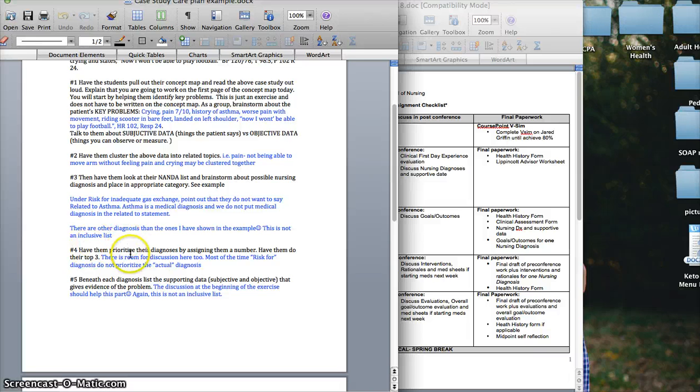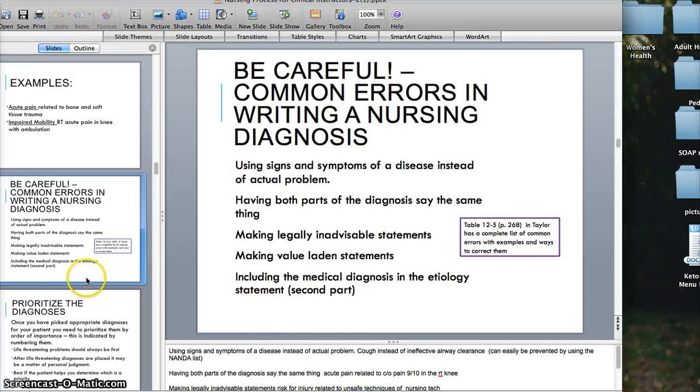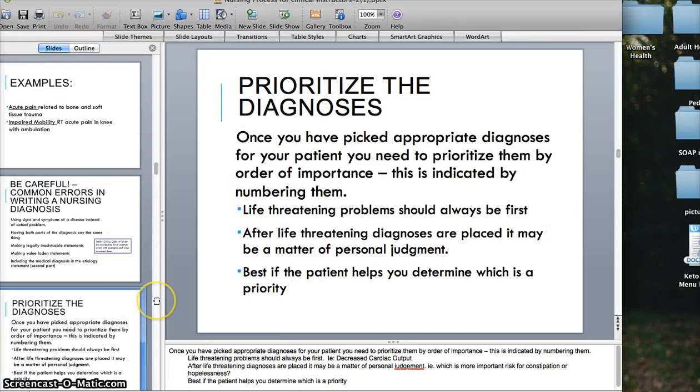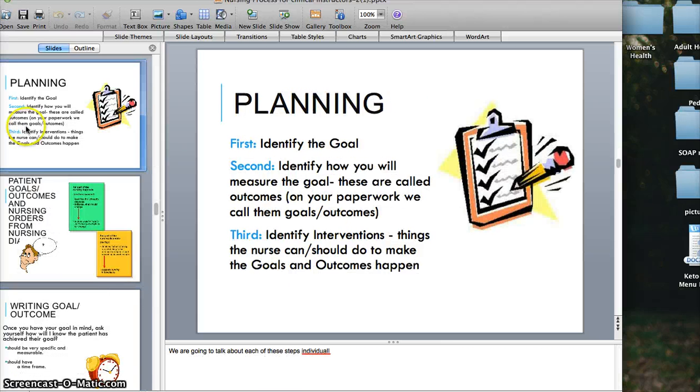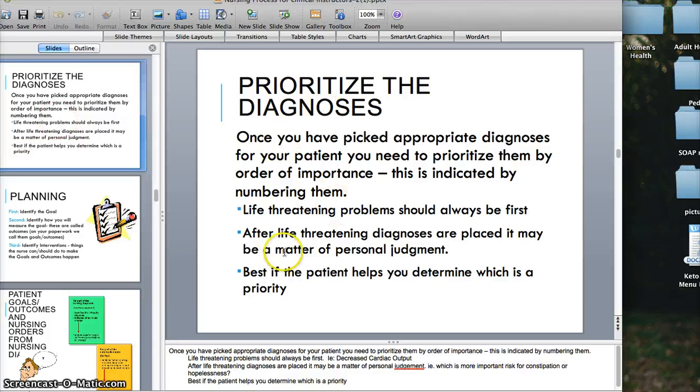Okay, then we want to have them prioritize their nursing diagnosis. I lied about the nursing process. You're actually going to go down to prioritization of the nursing diagnosis right here. So you're going to go to number 11. So when we're prioritizing, I always tell them life-threatening problems always should come first. Okay, so what's going to kill them first? I know that seems harsh, but that's a great way to think about it. What's going to kill them first?